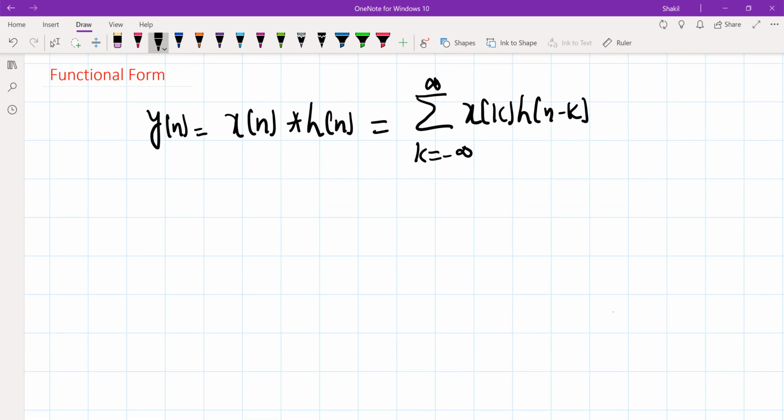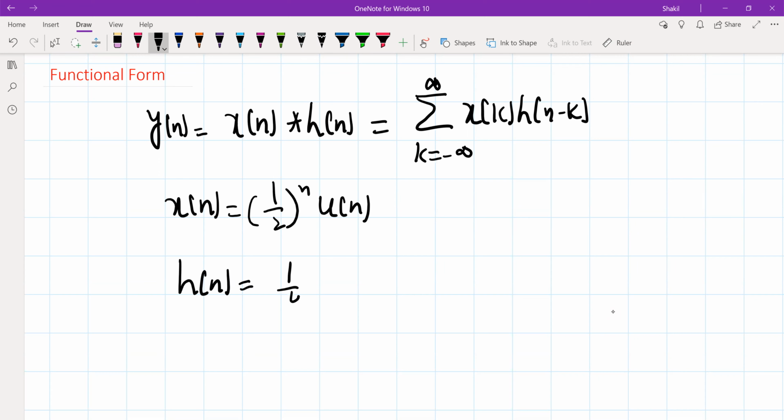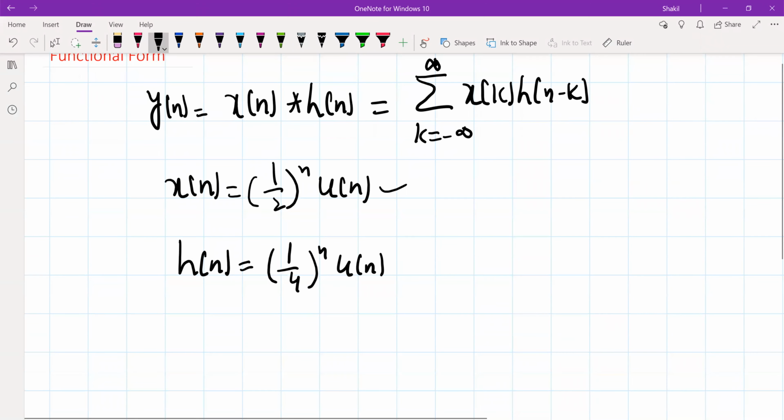How do we evaluate this sum when x of n and h of n are given in functional form? To illustrate this, let's suppose x of n is 1 by 2 raised to the power n, u of n. This is our input sequence, and let's suppose the impulse response of this system is 1 by 4 raised to the power n, u of n, and the input to that system is this. So how do we evaluate this sum?